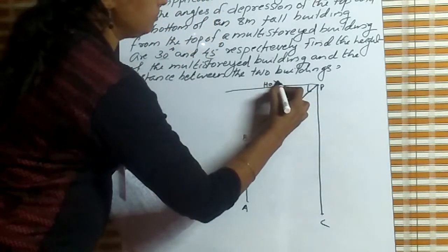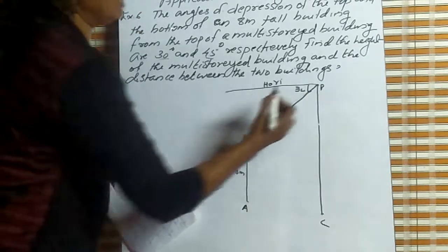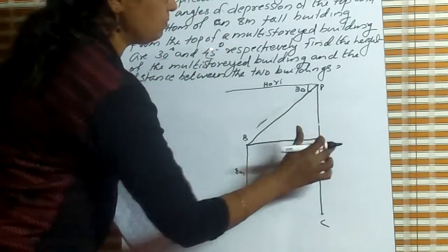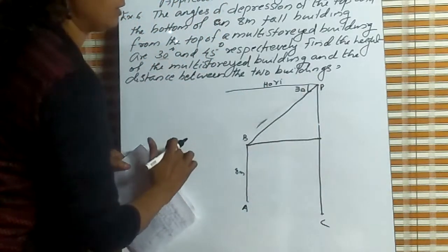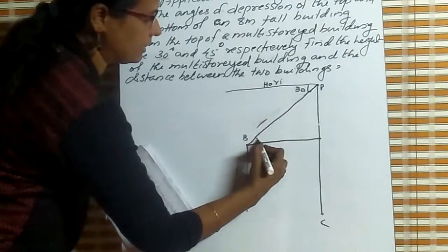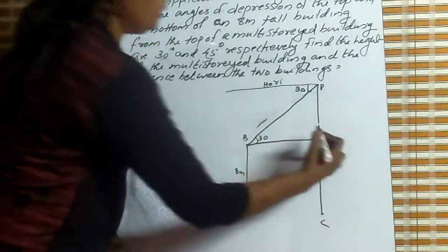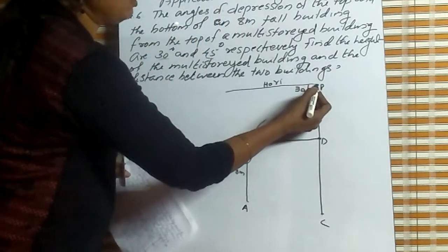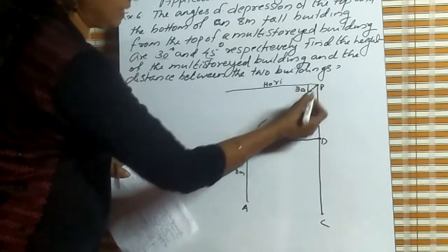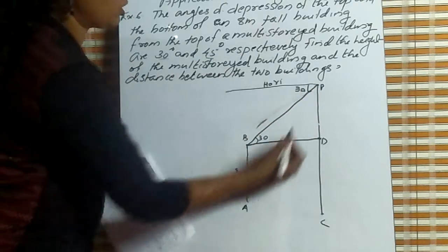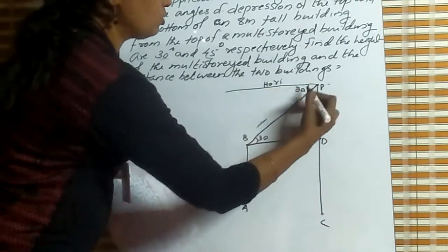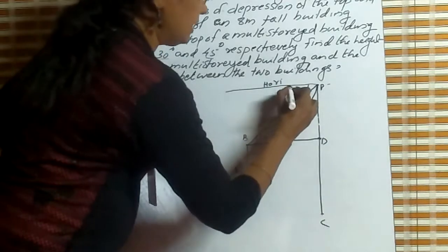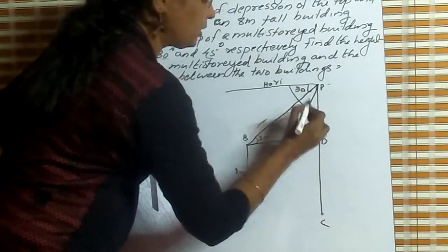Here it makes an angle of 30 degree. That means, according to parallel lines, these two are parallel and this is the transversal. This angle is 30, so this one is also 30, and this meeting point is D. Then he again observes the bottom of this 8-meter tall building from the multi-storied building. This is the horizontal ray and the line of sight. AP is the line of sight and this angle is 45 degree.